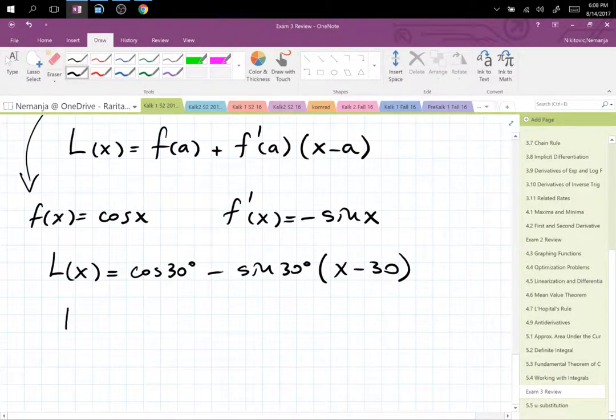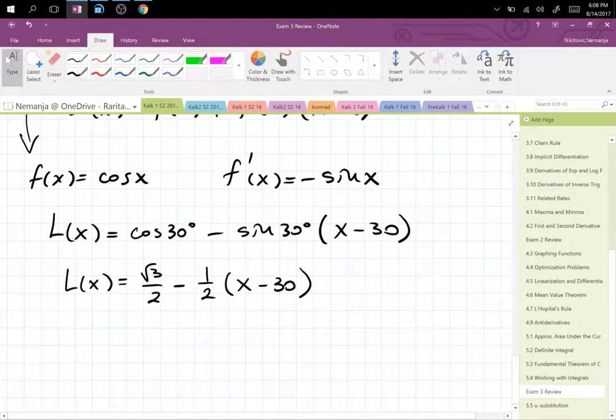So you are going to have that L of x is equal to cosine of 30 degrees, which is root 3 over 2, minus sine of 30 degrees, which is 1/2, times x minus 30. Now this is a formula, it's actually a tangent line. That's the tangent line form. So you either memorized the formula or you did the tangent line procedure to get to the same spot.